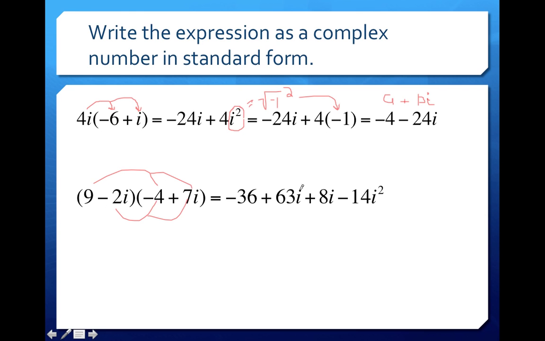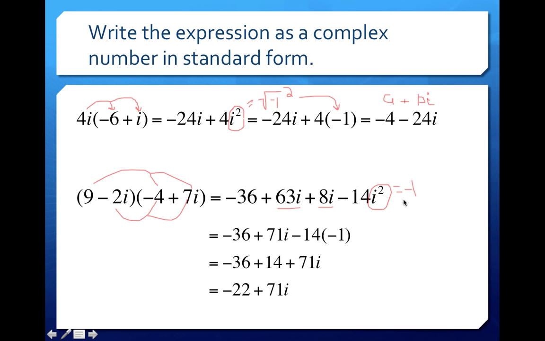So once I have this, I'm not done. It looks like I have some common terms that I have to put together. And what does i squared equal again? You remember? Oh yeah, -1. Sweet. So I have my -1.